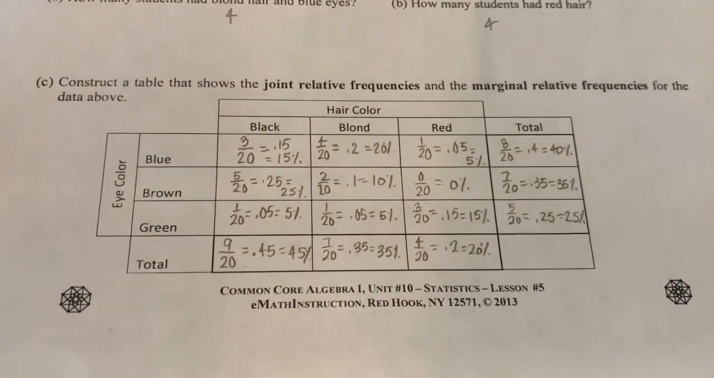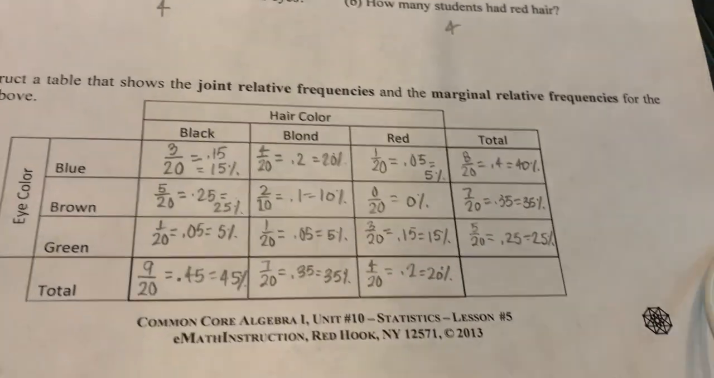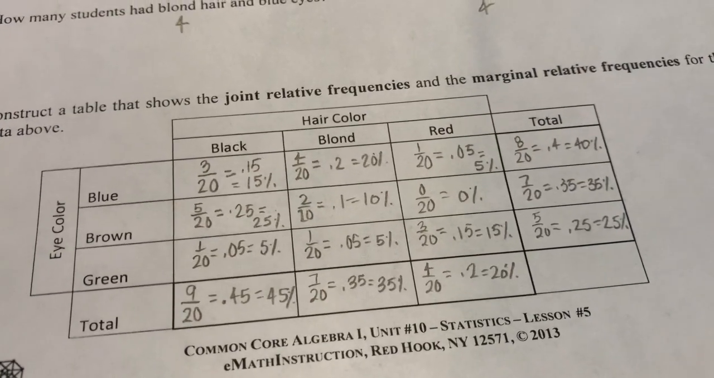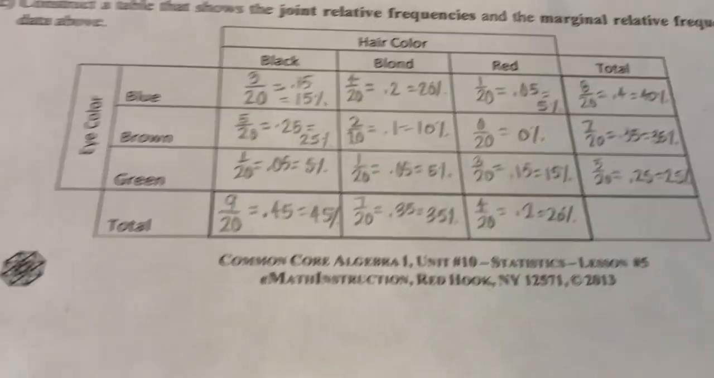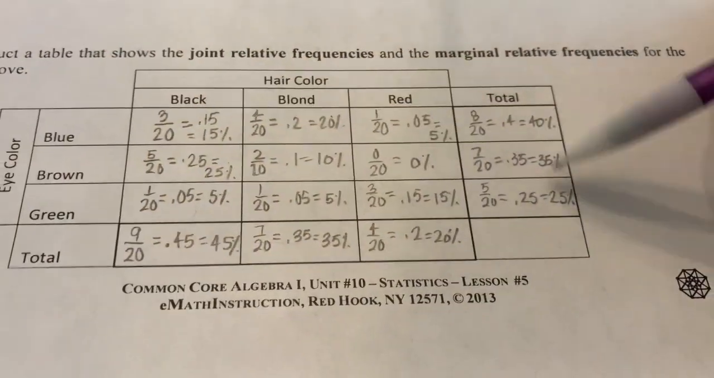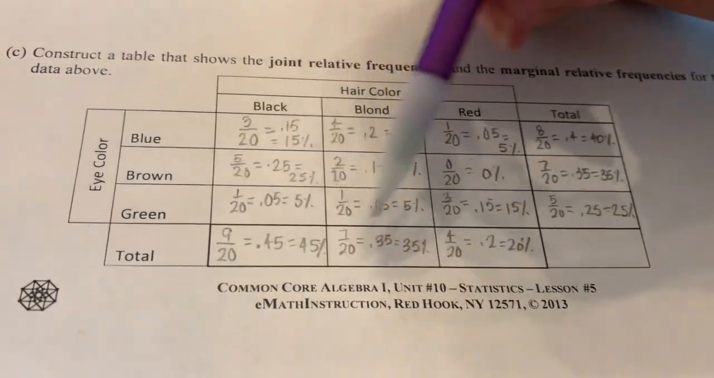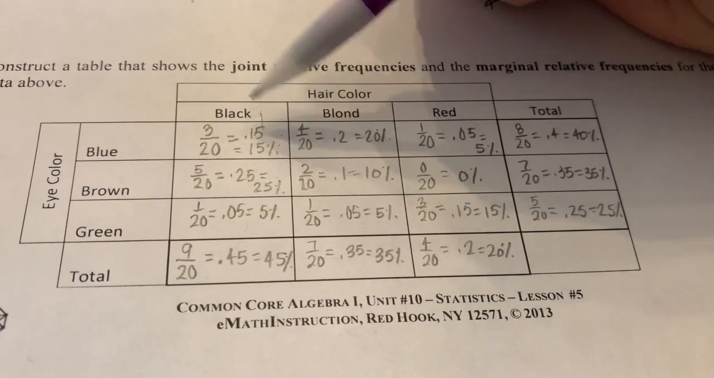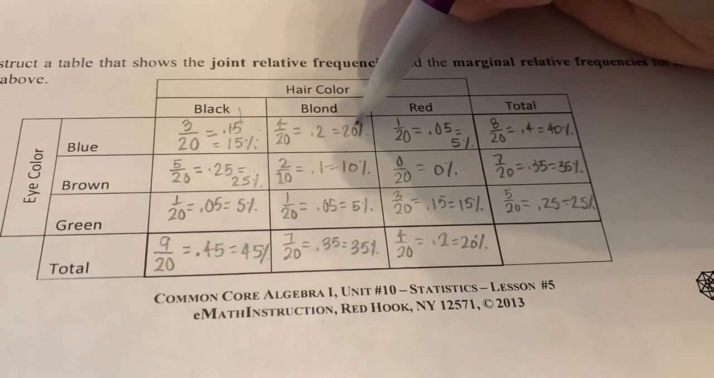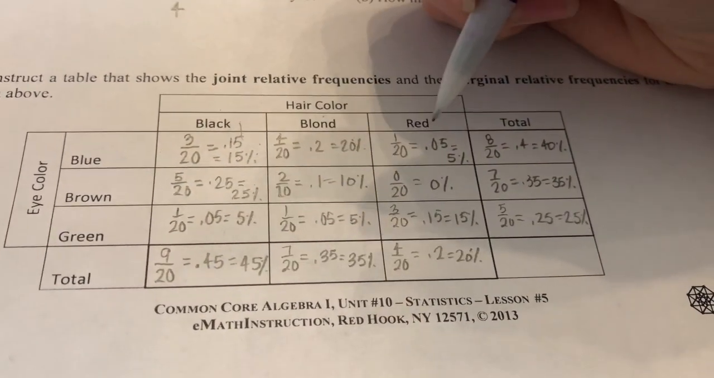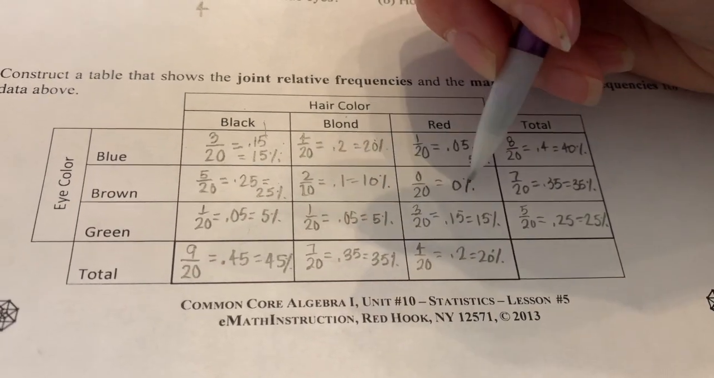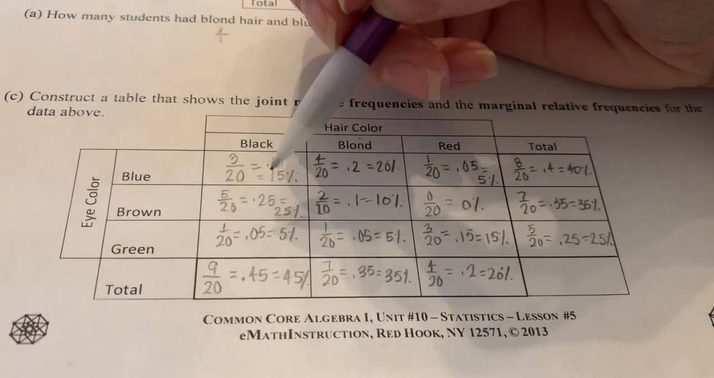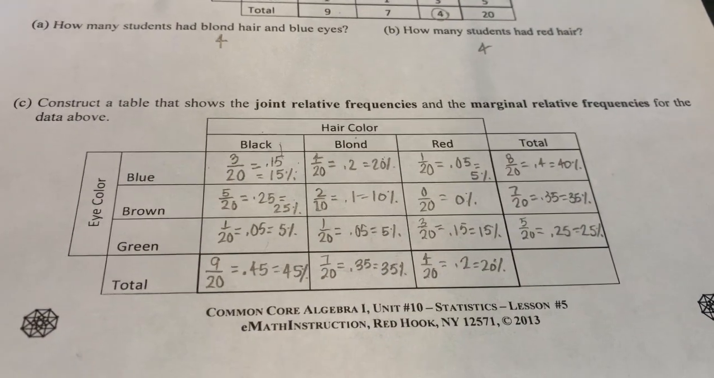Okay guys, so here are the totals that you should get. What you should notice is that each of the totals should end up adding up to 100%, and then in the middle, all of these should add up to 100% as well. So what this is telling me is that 15% of the class has black hair and blue eyes, 20% has blonde hair and blue eyes, 5% has red hair and blue eyes, no one has red hair and brown eyes, 10% has blonde hair and brown eyes, 25% has brown eyes and black hair.